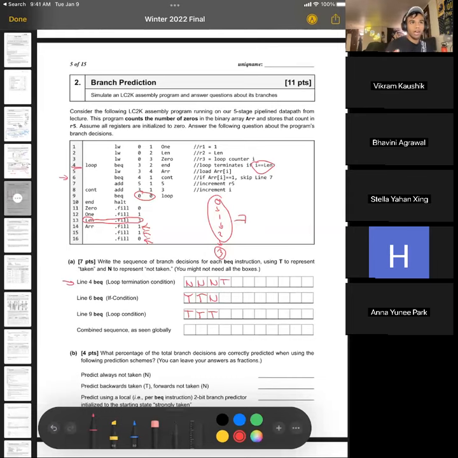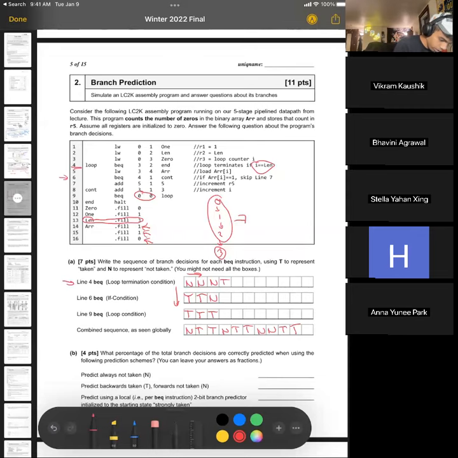Then it says give us the combined sequence as seen globally. We need to consider the ordering of everything. The first instruction we run across is the line 4 BEQ, which is not taken. Essentially, we're going down and then sideways. So we get not taken, then taken. Then we start at the top again: not taken, taken, taken, not taken, not taken, taken, and taken. Awesome, so that's part A.